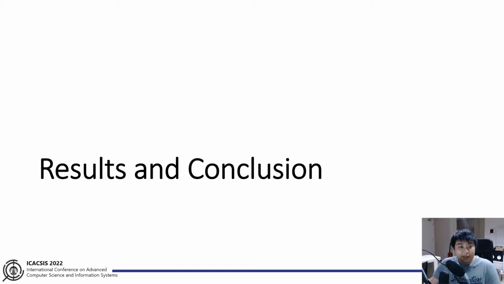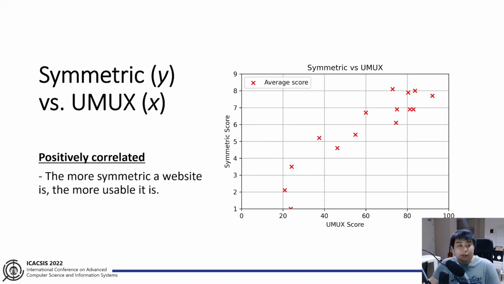After calculating the user experience related questions using the UX formula, we have concluded that a pattern has emerged when comparing each site's user interface attributes to their respective UX score. Comparing symmetric scores versus the UX score, we can see that symmetric scores are positively correlated with the UX score, indicating that the more symmetric a website is, the more usable it is.